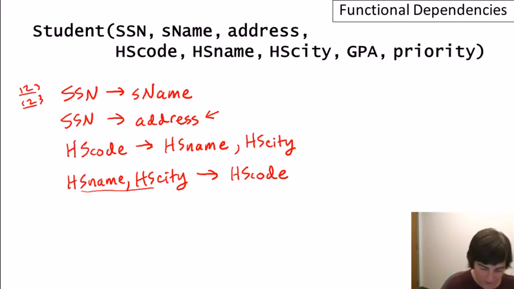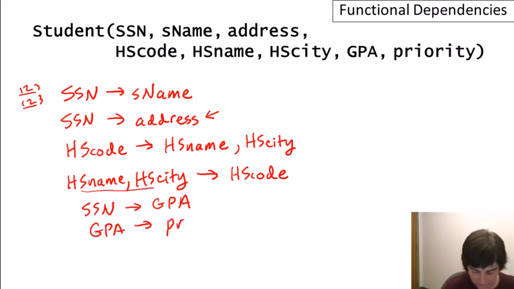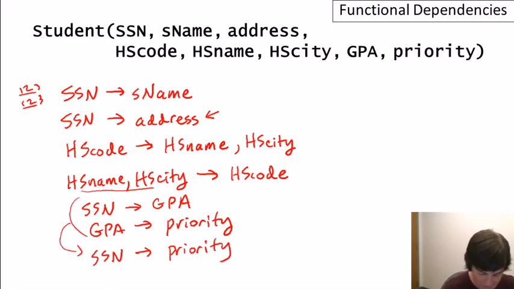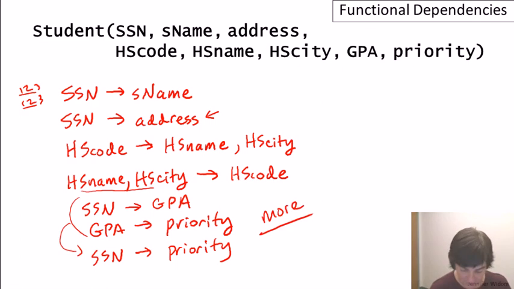What other examples do we have? If we assume that there's one GPA for each student, then we'd have the social security number determines the GPA. And we already talked about GPA determines priority. And another example, actually, if we put these two together, we should see, well, if we have the same social security number twice, then we should have the same priority. And you might be thinking, well, that's kind of a transitive rule that takes these two and produces that one. And indeed it is. And we'll talk about rules for functional dependencies later. And there may be more in this case.